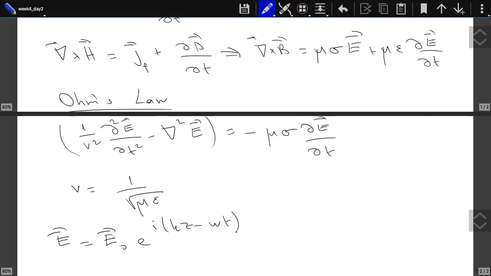Now, if this is a solution, what are the conditions on k, on omega, on E0, etc.? Well, let's try to find them. First, let's look at the wave equation. So if this is a solution of our damped wave equation, dissipative wave equation, what are the conditions? We will get conditions on k and omega.